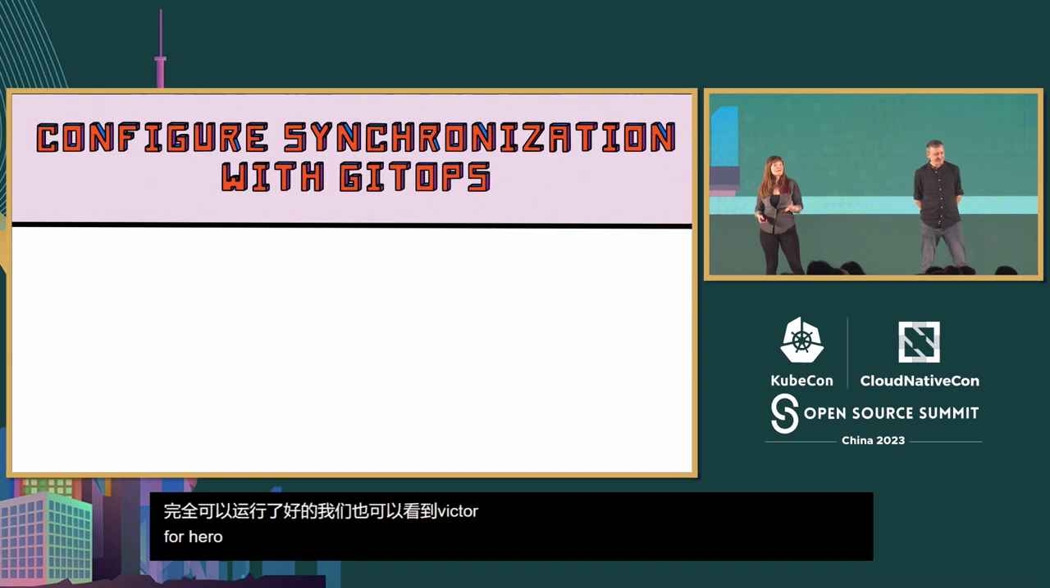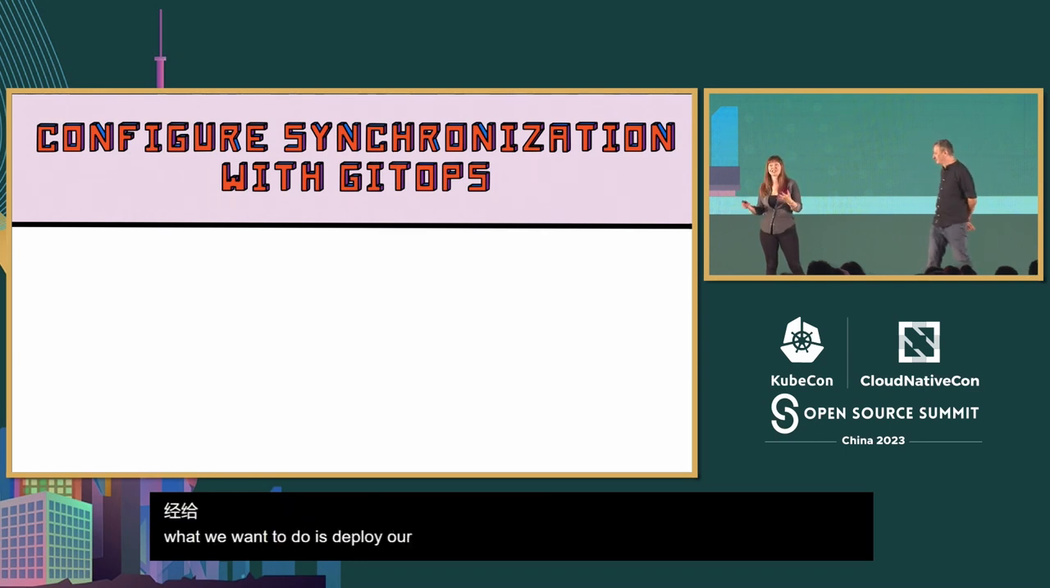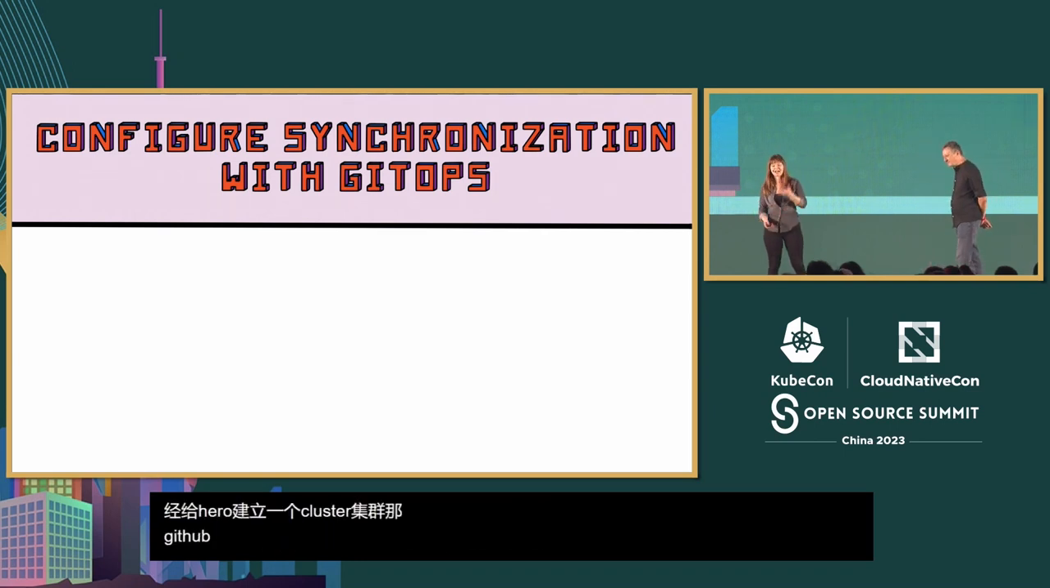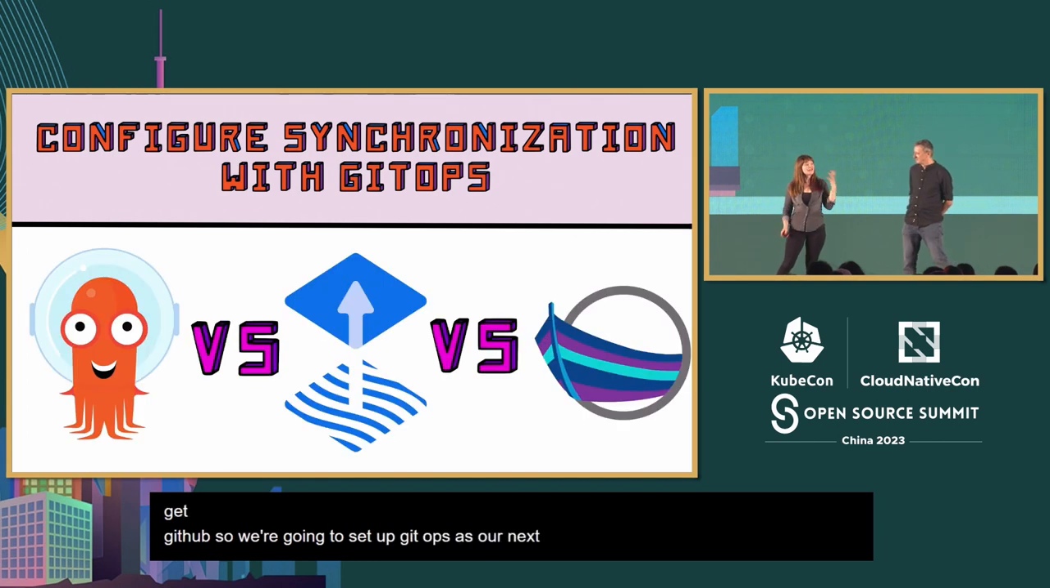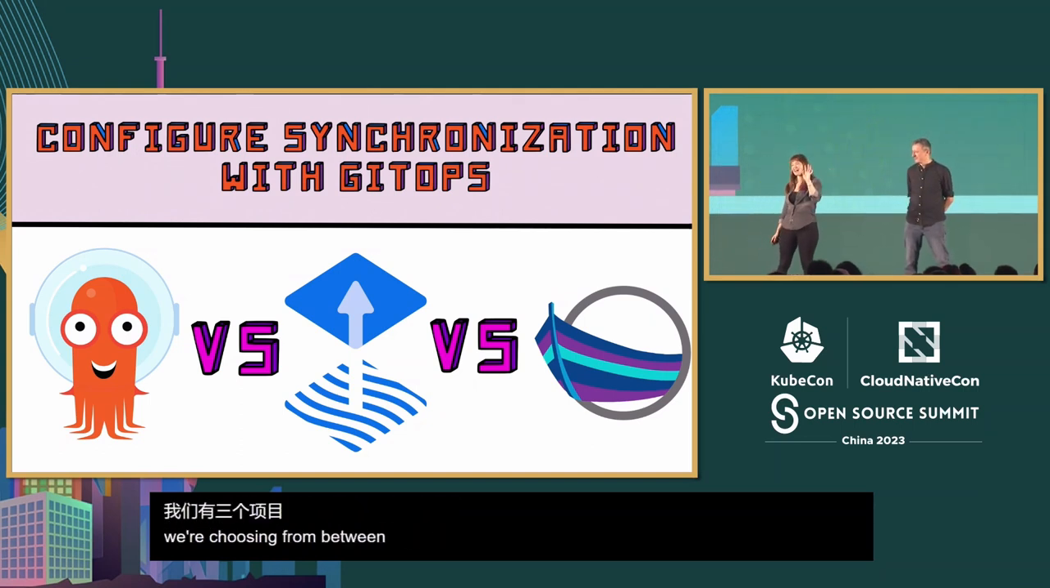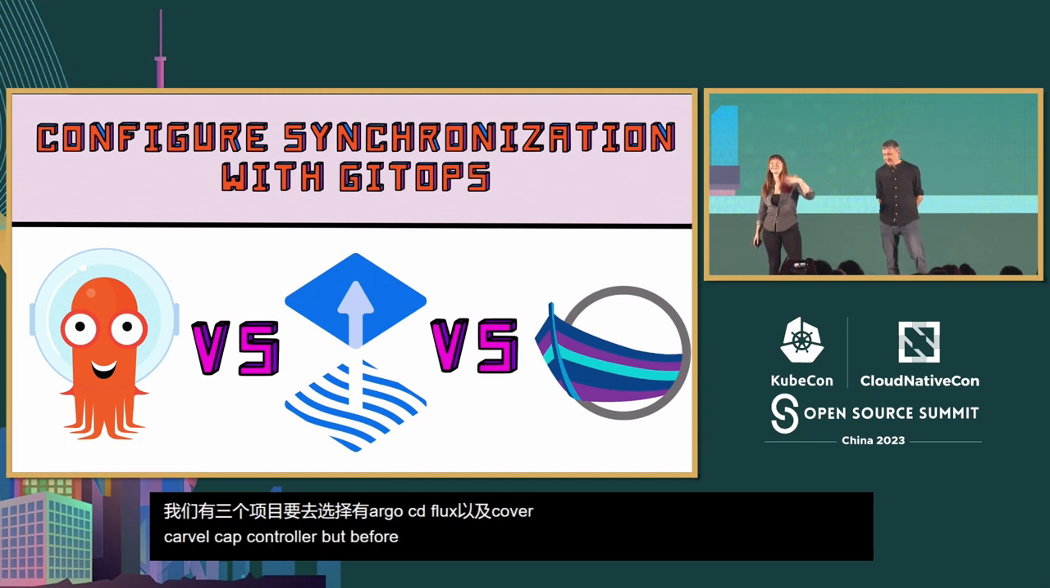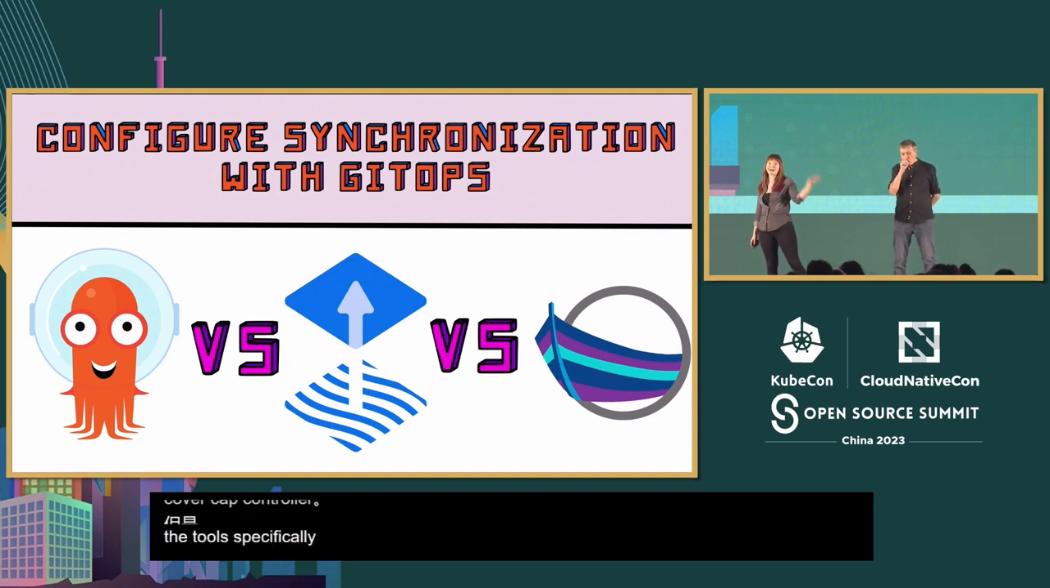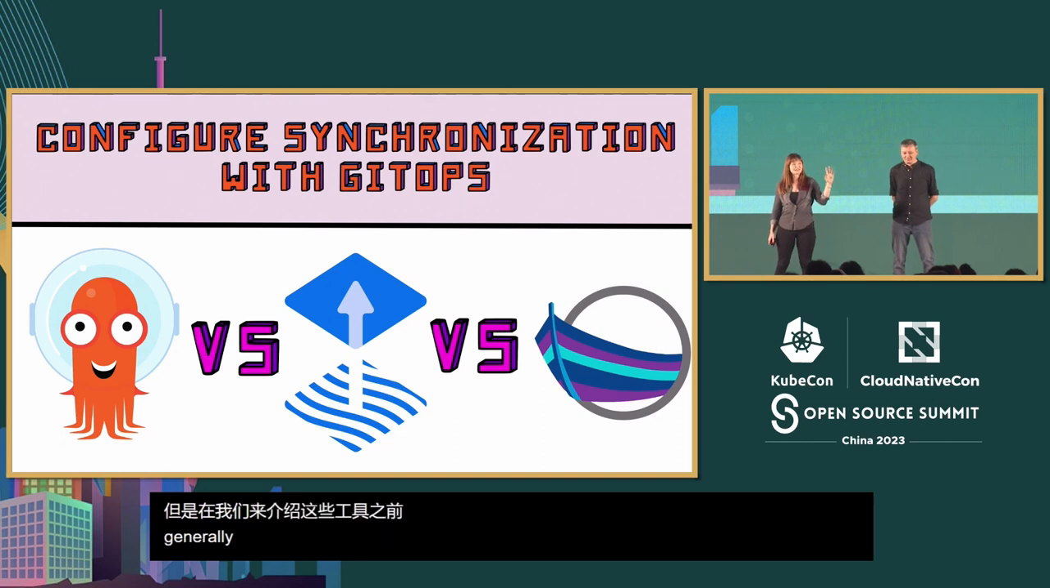So now what we want to do is deploy our application using GitOps. So we're going to set up GitOps as our next step. For this choice, we have three projects that we're choosing from between Argo CD, Flux, and Carvel Cap Controller. But before we dig in on the tool specifically, let's talk about GitOps generally. There are four features of GitOps.